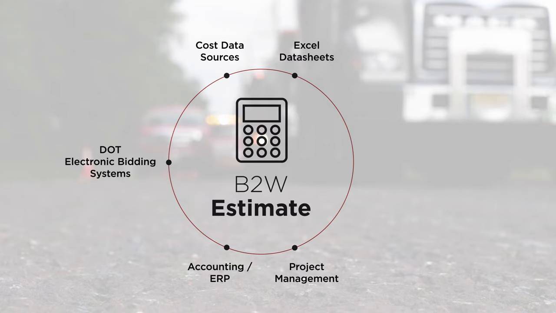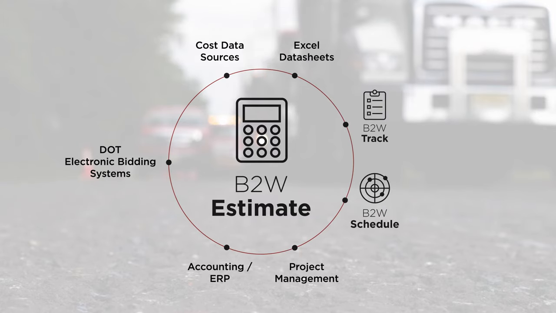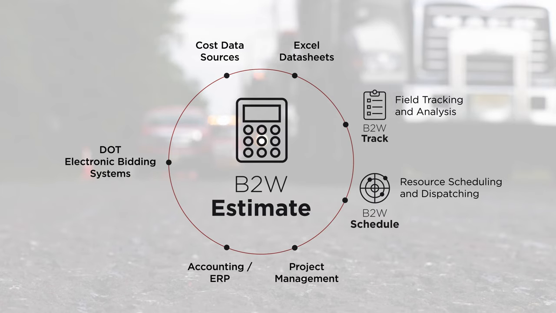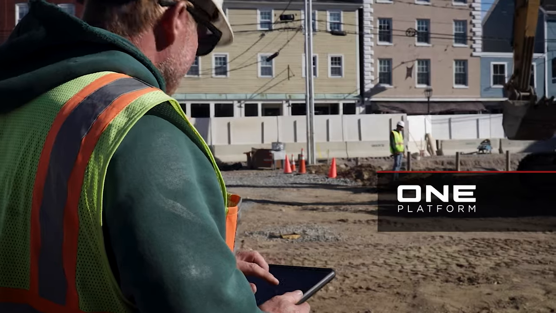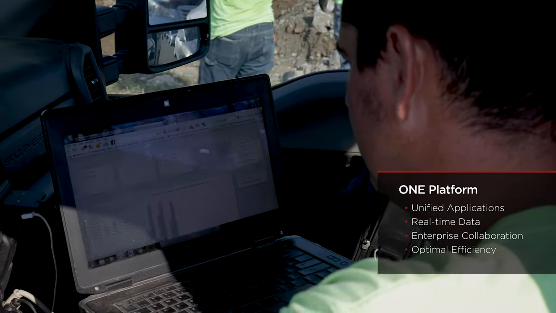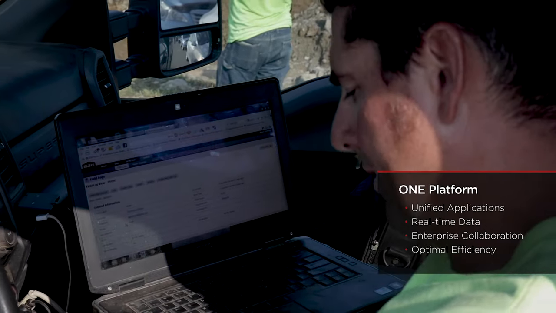With the unified B2W1 platform, bid data also moves seamlessly to the B2W Track and B2W Schedule applications for unified field tracking, resource scheduling, and dispatching. No file downloads or uploads or redundant data entry. B2W connects the field and the office, opening the door for more coordination between how jobs are bid and how they are built.